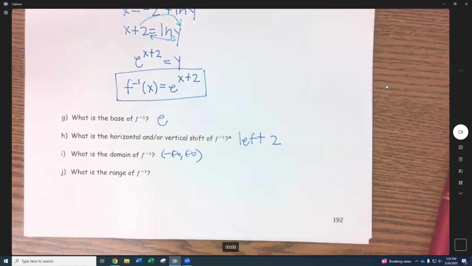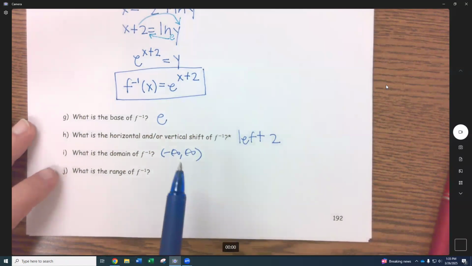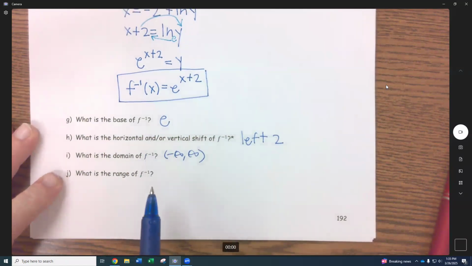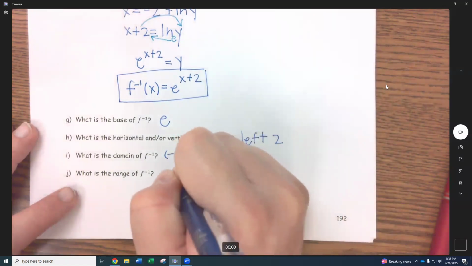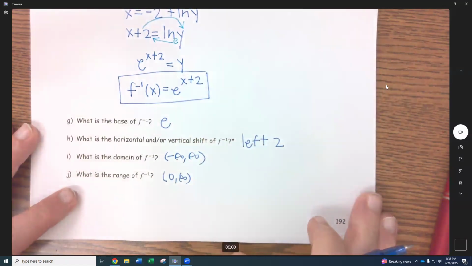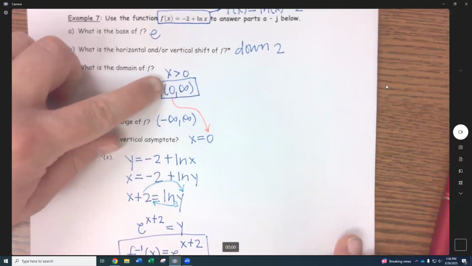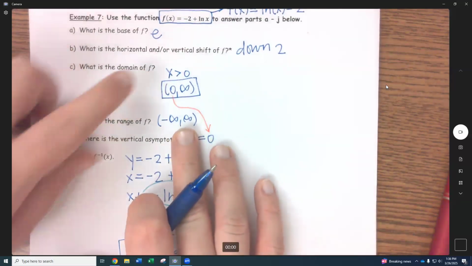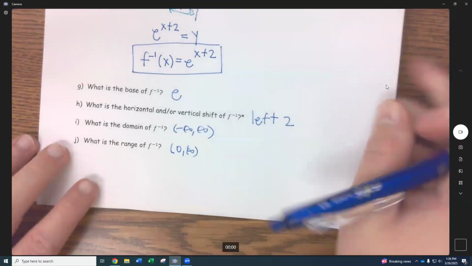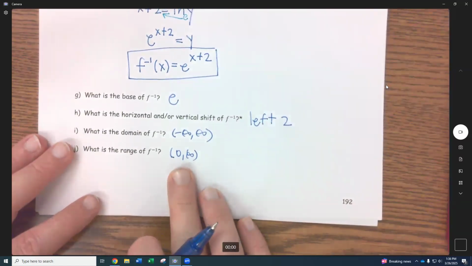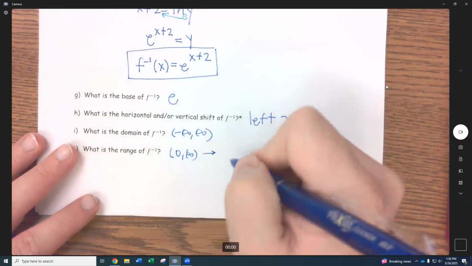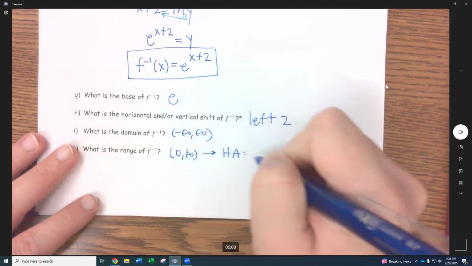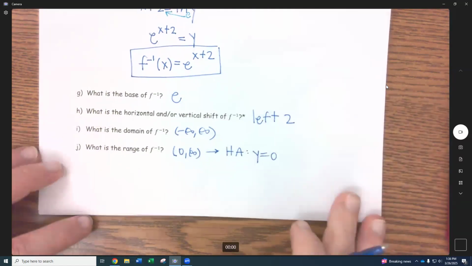And so then what is my range? I'm looking at part C, and it was 0 to infinity. And I got that from 0. And I got that for my domain for my inverse. Okay, and my range is 0 to infinity. Because this is only getting moved left and not up or down, this means I have a horizontal asymptote at y equals 0.